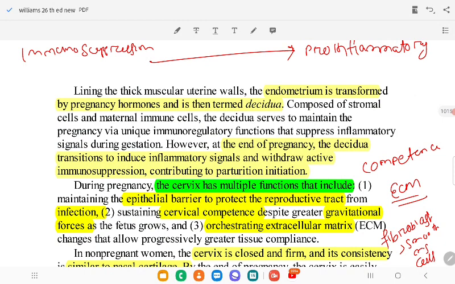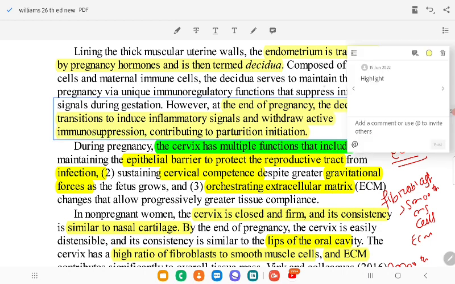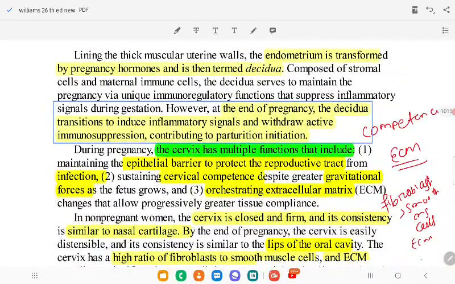Then the lining of the thick muscular uterine wall, the endometrium, is transformed by pregnancy hormones and is called decidua. What is decidua? Due to the effect of the pregnancy hormones, the endometrium transforms into decidua. Composed of stromal cells and maternal immune cells, the decidua serves an immunoregulatory function, suppressing inflammatory signals during gestation. However, at the end of pregnancy, what happens? The decidua transitions to induce inflammatory signals and withdraw the active immunosuppression, which contributes to the maturation initiation.